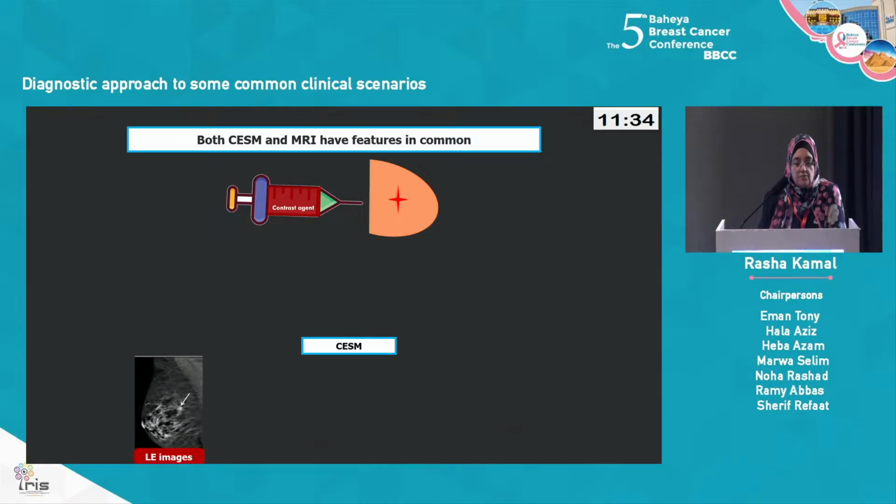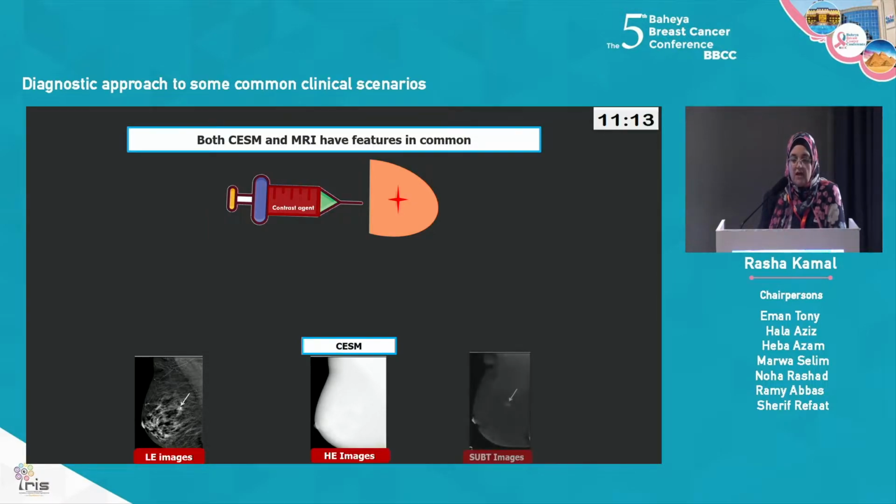The first image, we call it a low energy image. It's similar to a mammogram exactly, and we actually use it as a mammogram in which we characterize lesions. And then we take a high energy image, which is not a diagnostic image. When we combine the low energy and the high energy image, we get what is known as the recombined image, or we used to call it a subtracted image, in which everything in the breast is cancelled except for the enhancing lesion.